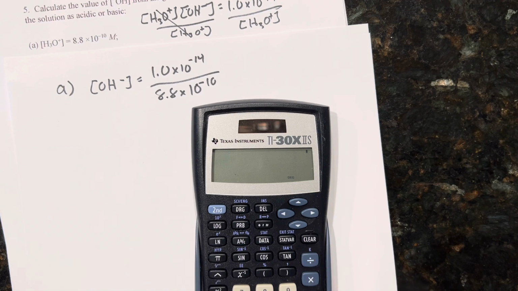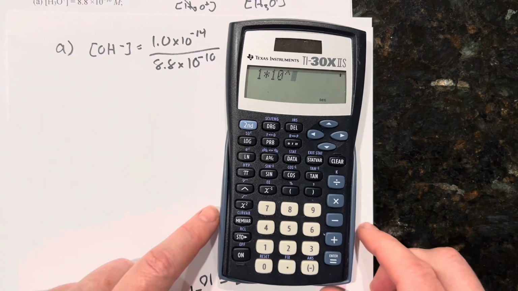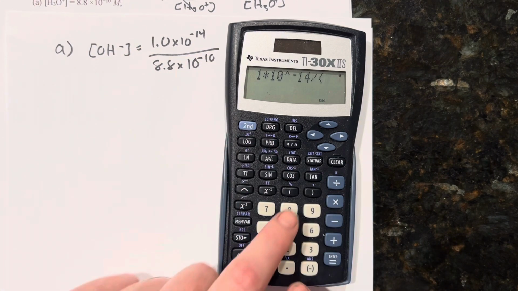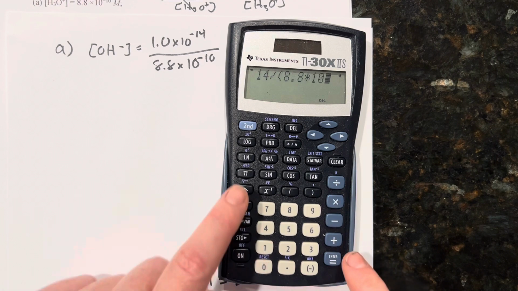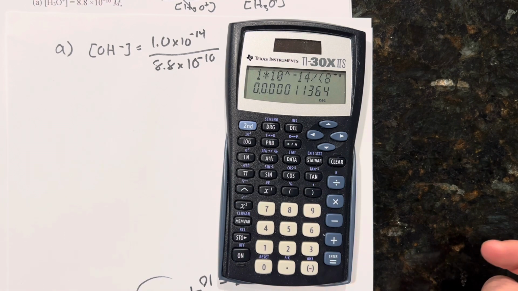So 1.0, you don't need the 0.0, it doesn't change anything, times 10, and then you use the little hat to the, let me put it here so you can see the whole thing, negative 14 divided by, now you need to start your parentheses because you want this whole thing together, 8.8 times 10 to the negative 10, close your parentheses, hit enter, there's your answer.